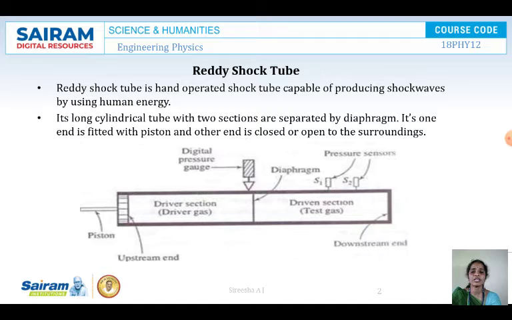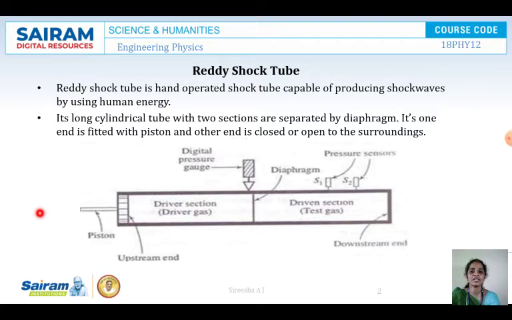Here you can see the piston is here. The gas is filled in the driver section, which is at a high pressure, and the test gas is filled in the driven section. As I told you, the test gas will be at lower pressure, whereas the driver gas is at a higher pressure. Now the piston is being pushed.